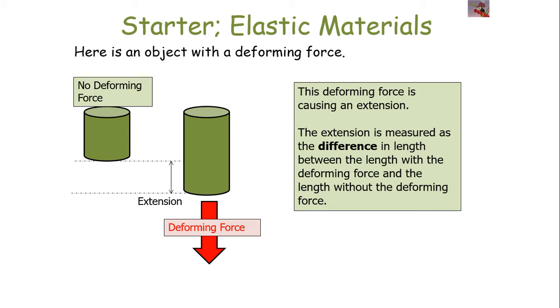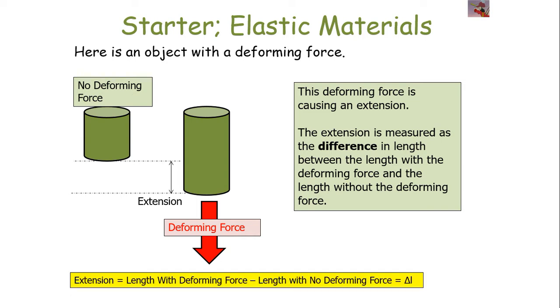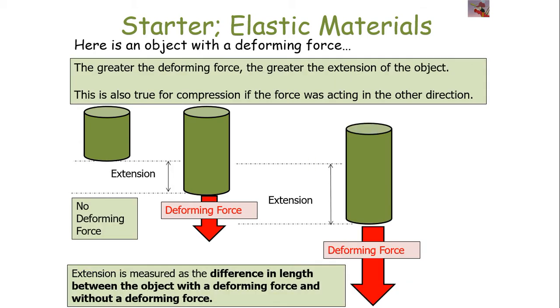Now, extension is measured as the difference in length between the length with the deforming force on the material and the length without the deforming force on the material. So extension is the change in length of the material, or delta L. Now, we can also say it is the length with the deforming force minus the length with no deforming force. So the greater the deforming force, the greater the extension of the object, which would also be true for compression if the force was acting to compress the material.